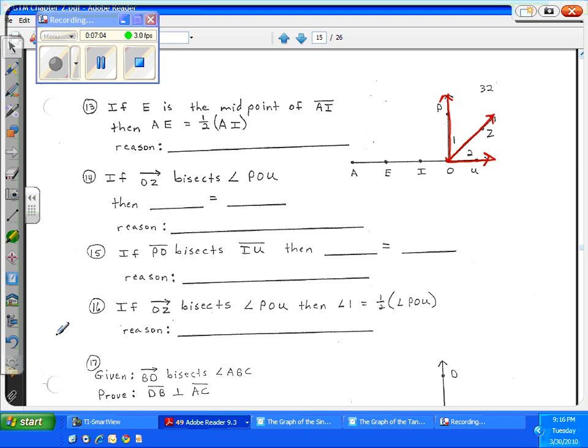If that's true, then we can conclude that this angle 1 and this angle 2 are equal. We would put little arcs to show that, right? So we can then say that angle 1 is equal to angle 2. There's the word angle bisector. There's the what you get out of it. So the reason is definition of angle bisector.